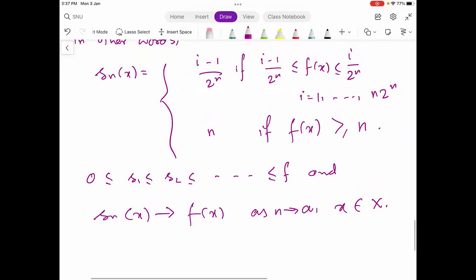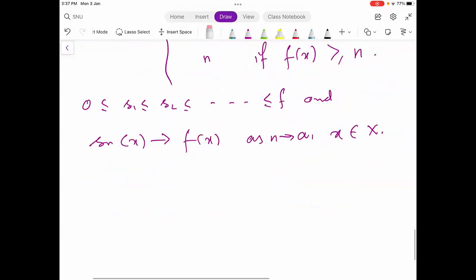At some point, okay, one of them should be an inequality, right? Yeah. So the difference is at most 1 by 2 to the power n, and you are done. So Sn(x) goes to f(x) as n goes to infinity for every x, pointwise convergence. Only pointwise convergence, nothing more is being said.